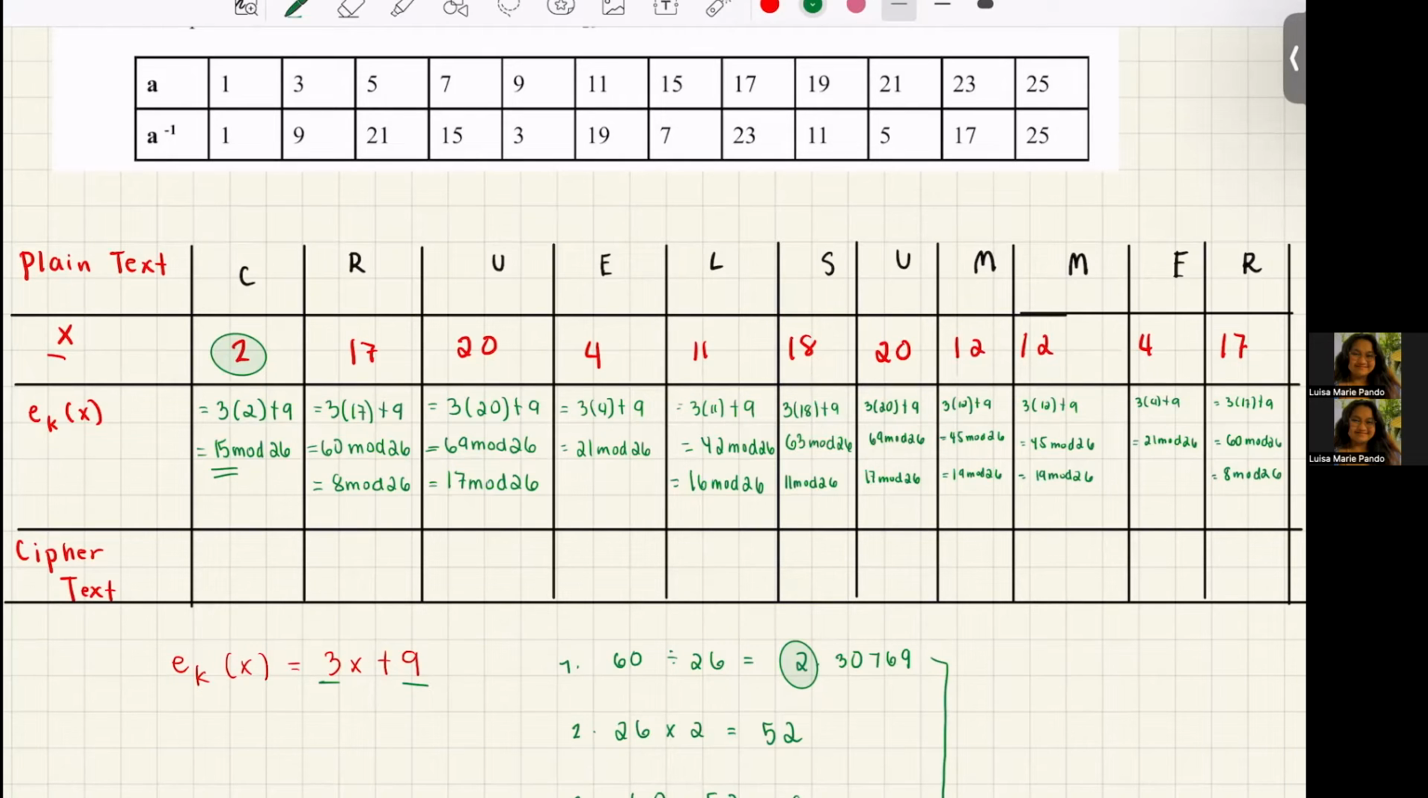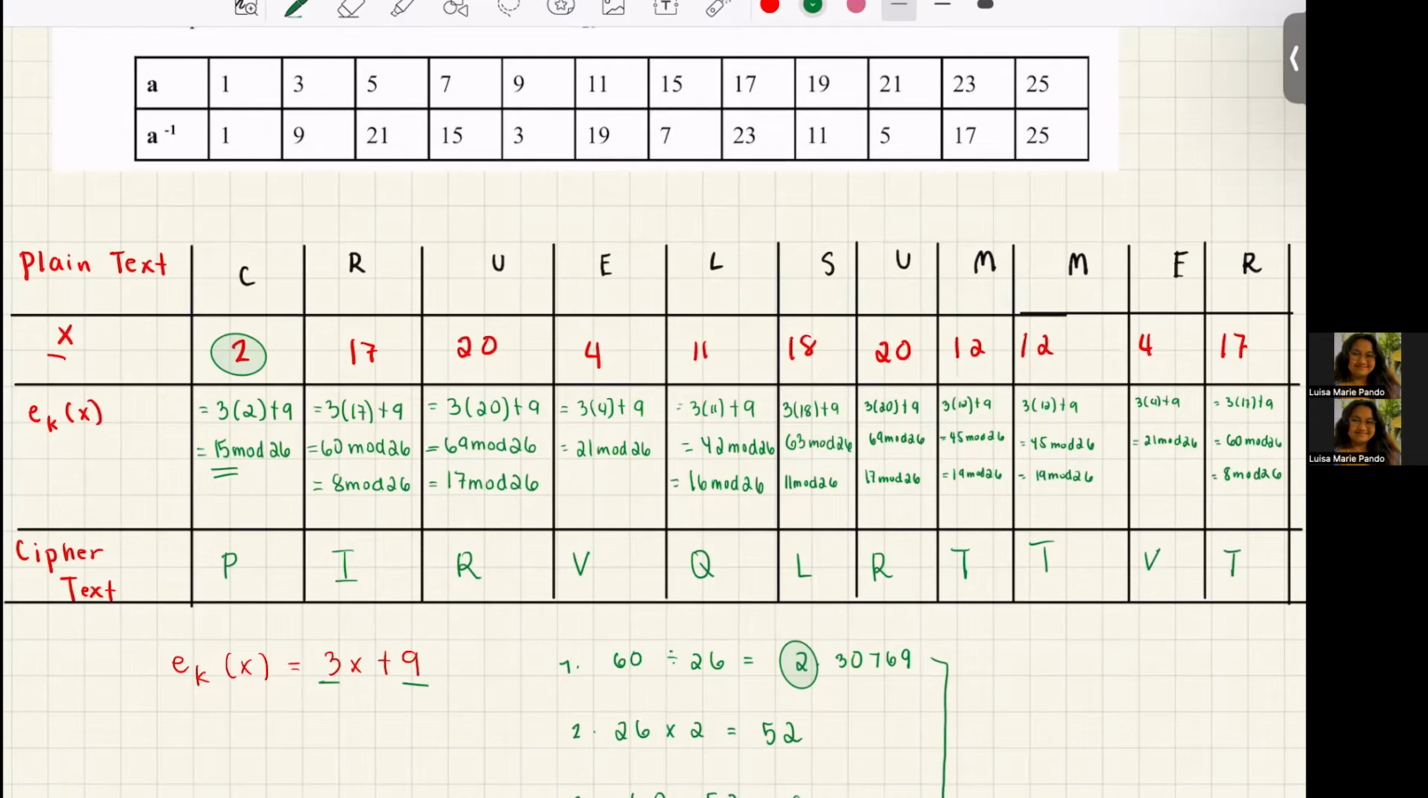So, 15 is P, 8 is I, 17 is R, 21 is V, 16 is Q, 11 is L, 17 yet again is R, 19 is T, 19 is T, and 21 is V, and 8 is I.